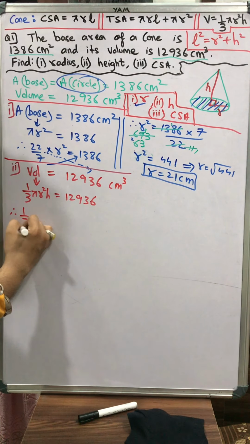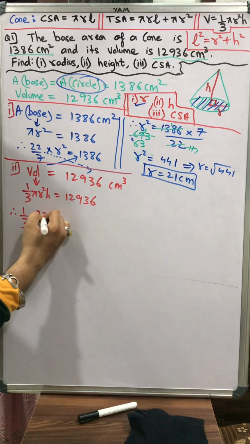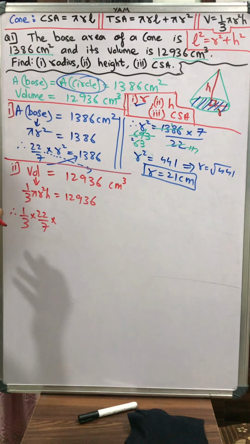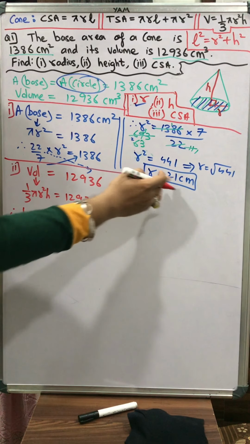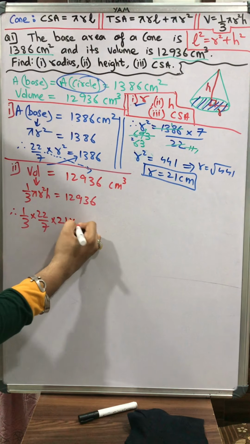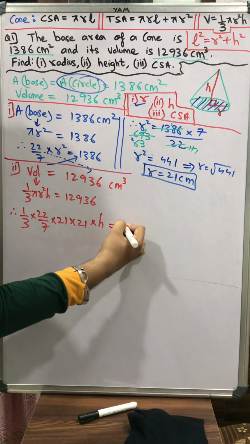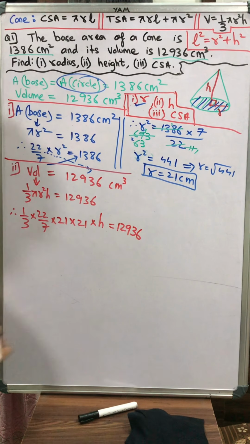Therefore 1 upon 3 as it is, the value of pi is 22 upon 7 multiplied by r square. Do I know the value of r? Yes, I know the value of r. R is 21. So I'll write 21 multiplied by 21 multiplied by h. H I don't know, is equal to 12936. I can do certain cancellations over here.